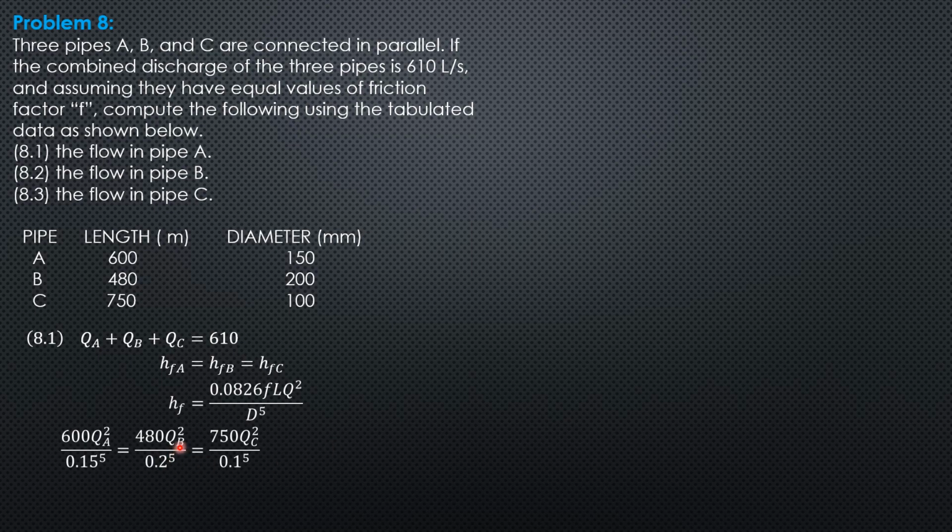So expressing QB in terms of QA, it is 2.295 of QA. Expressing Q sub C in terms of QA, it is 0.3246 of QA. Substitute into this equation here: QA plus 2.295 QA plus 0.3246 QA equals 610. So from here, we can now compute QA.